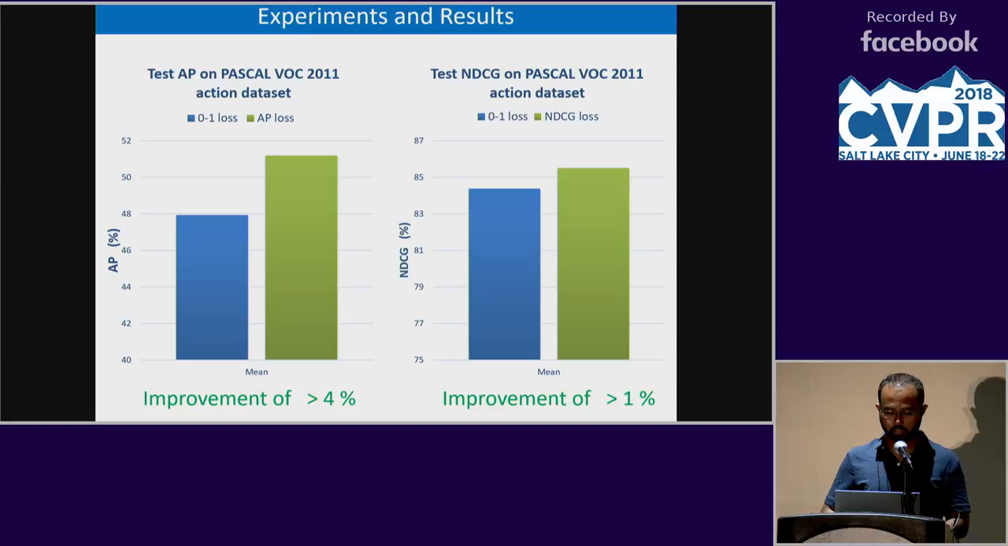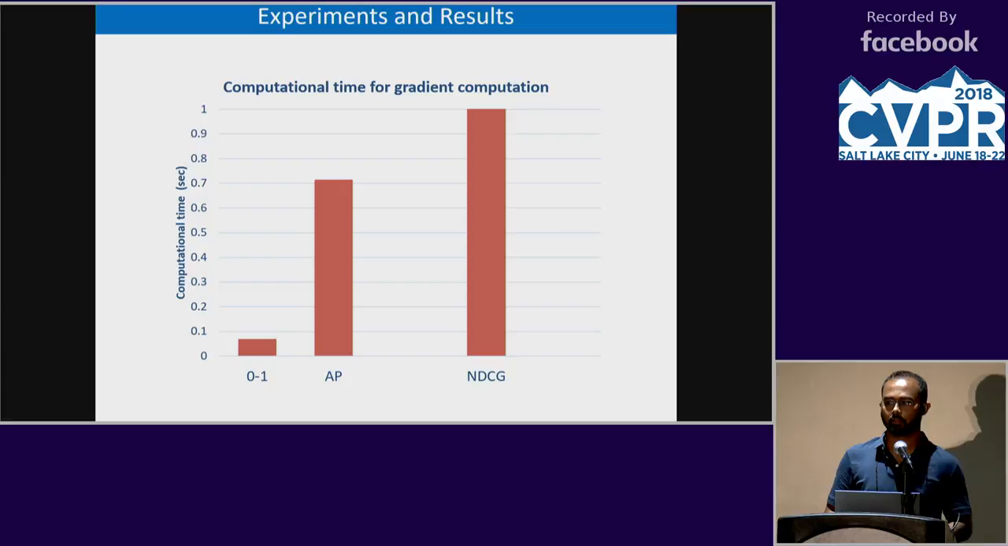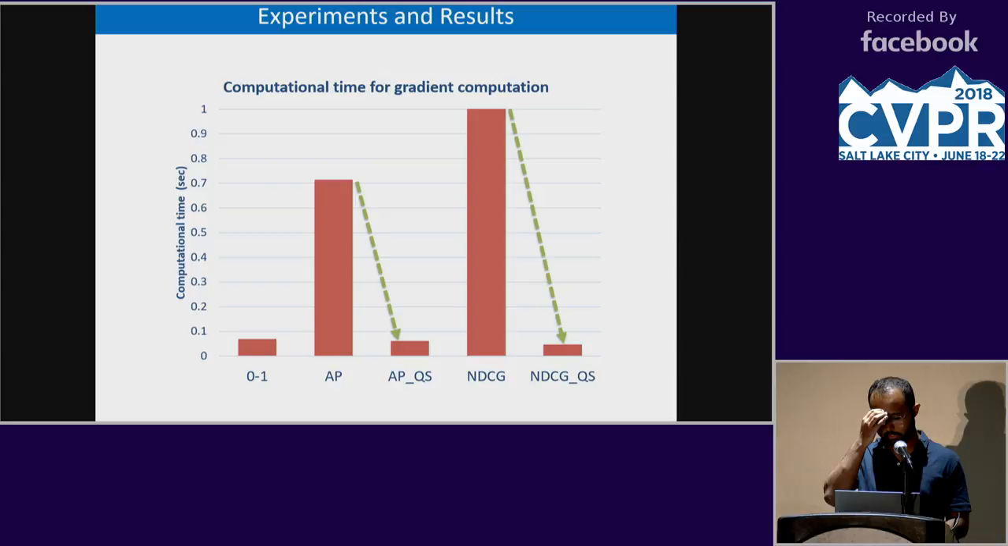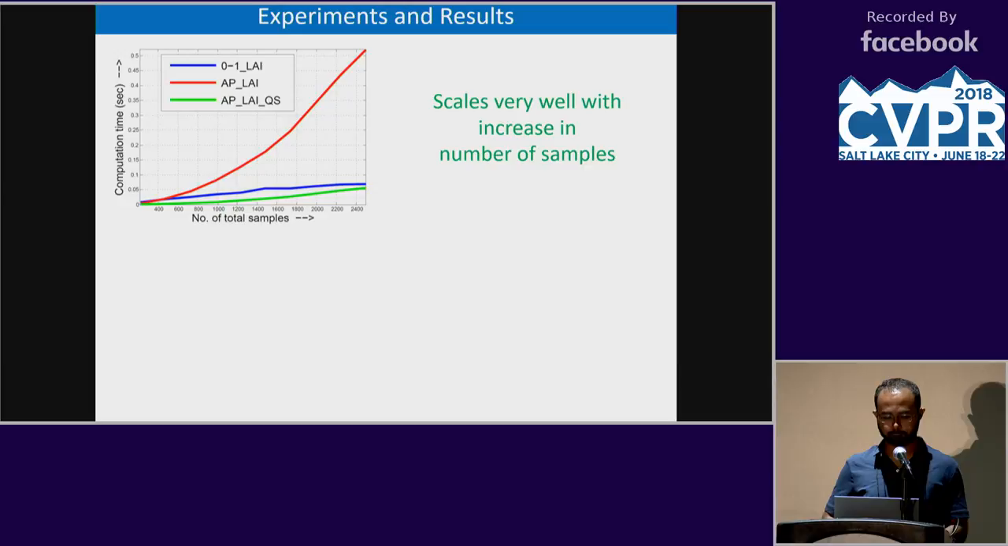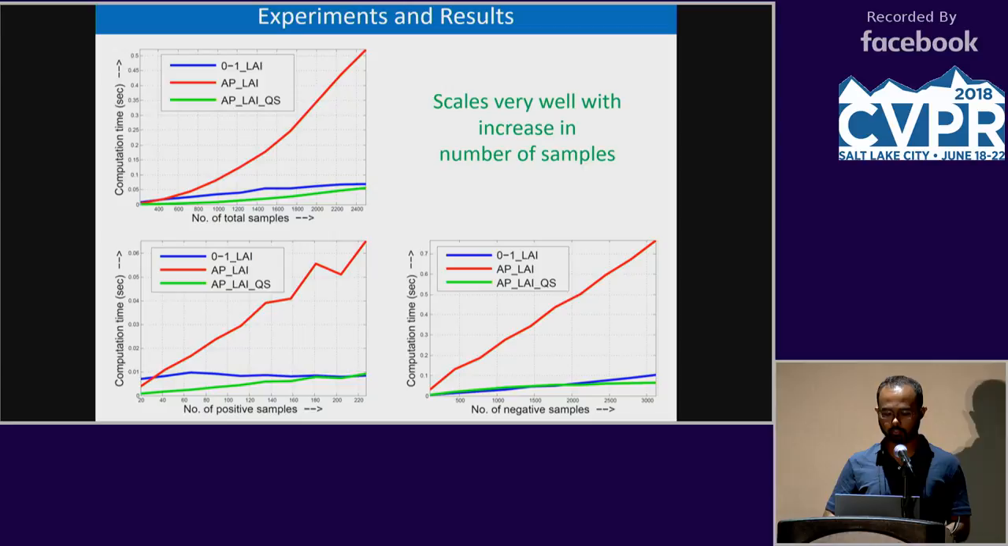While this would have come at an additional computational cost when using the baseline optimization algorithms, using our quicksort flavored algorithm leads to a computational time that is more or less comparable to that of the 0-1 loss. So essentially, we got improvement in performance, but without any additional computational cost. Our algorithm, represented by the green curve, scales really well when the total number of samples is increased compared to the baseline optimization algorithm represented by the red curve here. And similarly, we also obtain good scaling when only the positive or the negative samples are increased in the data set.